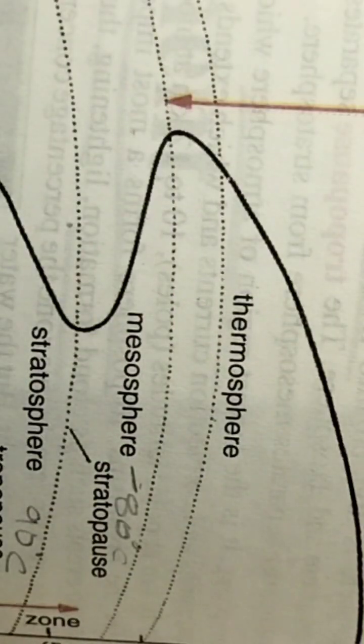Next layer is the thermosphere, which extends from 80 kilometers and upwards. As you can derive from the name, it is the heat sphere. The temperature is very high in this layer because ultraviolet radiation is turned into heat. The thermosphere itself contains three layers: the ionosphere, exosphere, and magnetosphere.